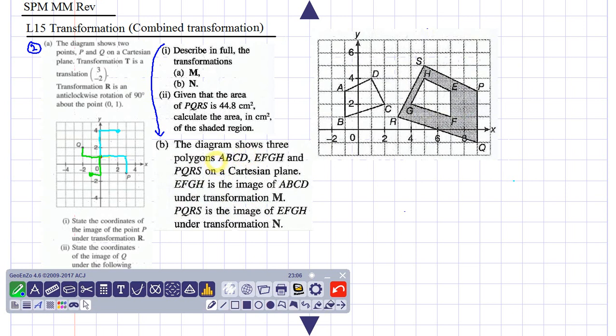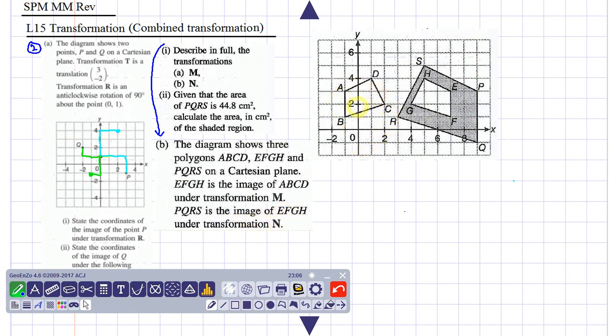The diagram shows three polygons on the Cartesian plane: A, B, C, D, and E, F, G, H, and P, Q, R, S. E, F, G, H is the image of A, B, C, D under the transformation M. Okay, P, Q, R, S is the image of E, F, G, H under the transformation N.